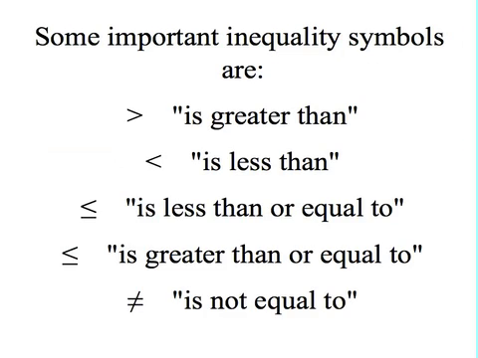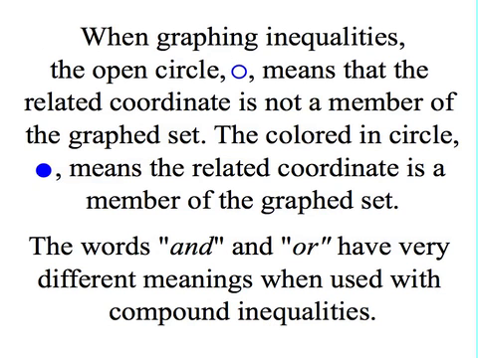Some important inequality symbols are is greater than, is less than or equal to, is greater than or equal to, and is not equal to. When graphing inequalities, the open circle means that the related coordinate is not a member of the graphed set. The colored in circle means that the related coordinate is a member of the graphed set. The words and or or have very different meanings when used with compound inequalities.